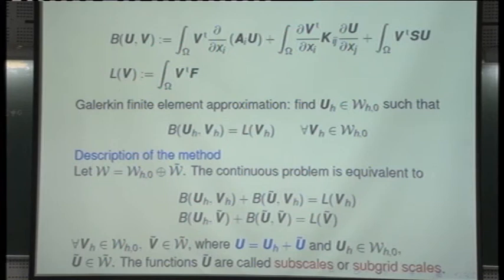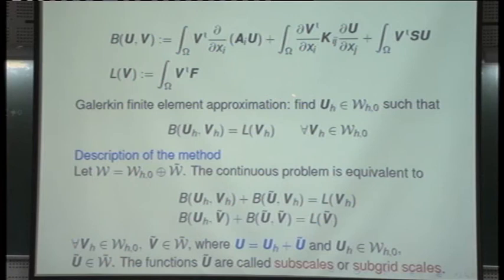Yes, VH belongs to WH naught, and that belongs to the orthogonal complement. But this is not the L2 product. That is the variational form of the problem. If it were, what would be zero is only this term. You see why? Because that belongs to the finite element space, of course, and S of U also belongs to the finite element space, and then that is zero if you take V tilde orthogonal to the finite element space. So in the method you're saying, which is, by the way, the method that I proposed, that is zero, but not the rest of the terms, okay?